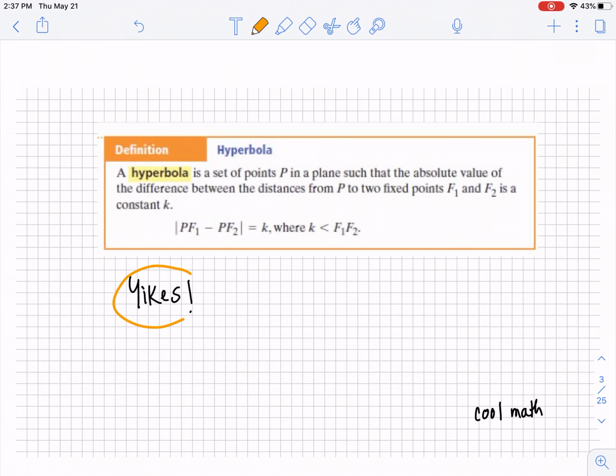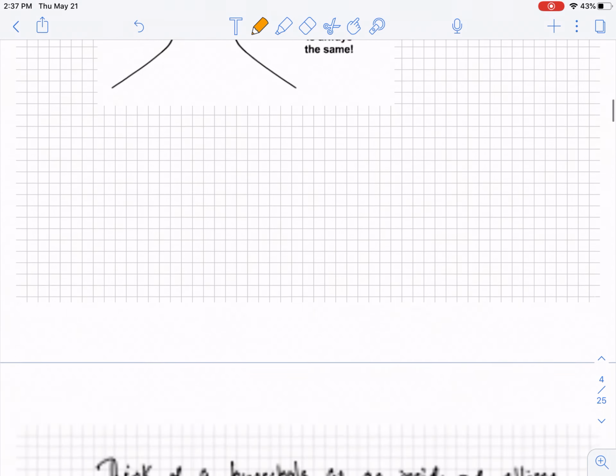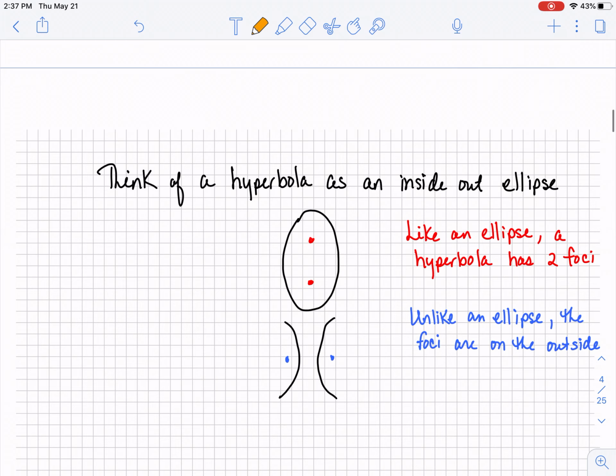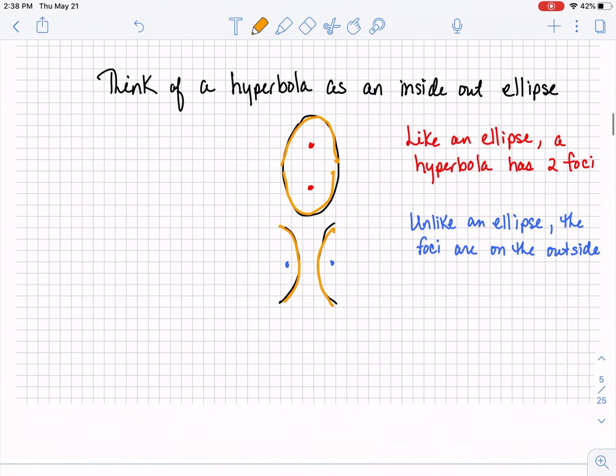This is an absolutely crazy definition. Just ignore it. We'll talk about this later. But again, remember ellipses, how ellipses have the two foci in between the two ellipses? Well, think about hyperbolas. It's almost like an inside-out ellipse. So think of an ellipse as two parabolas opening toward each other, and it's opening toward the two focus points. Hyperbolas are like inside out, two opening the other way, and the foci are on the outside.